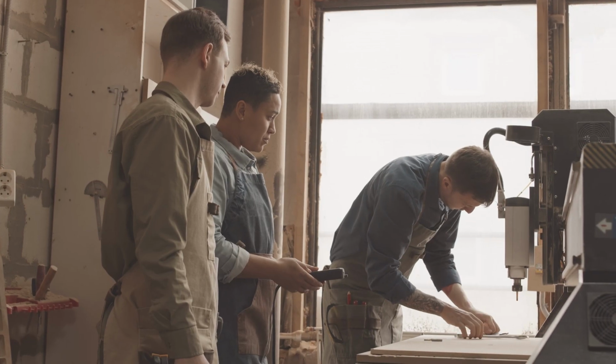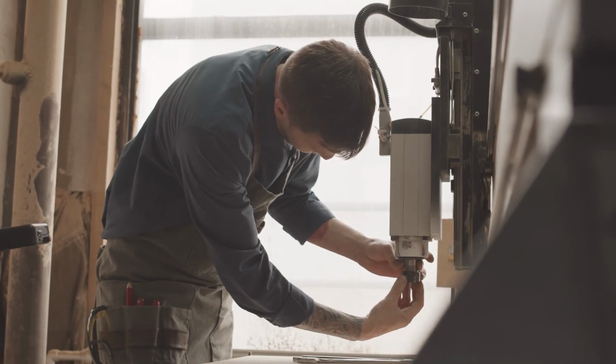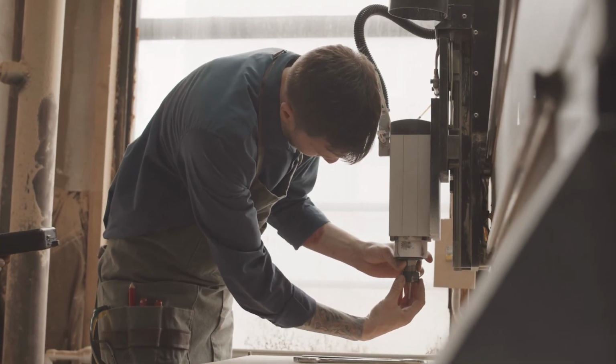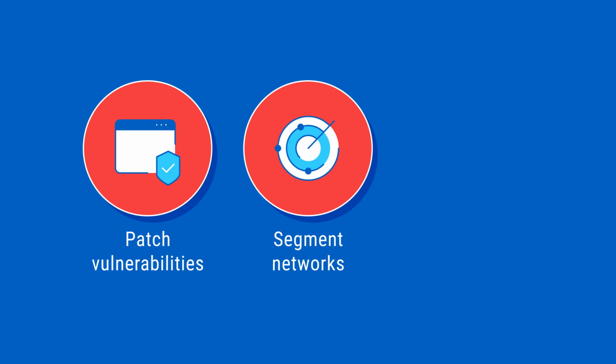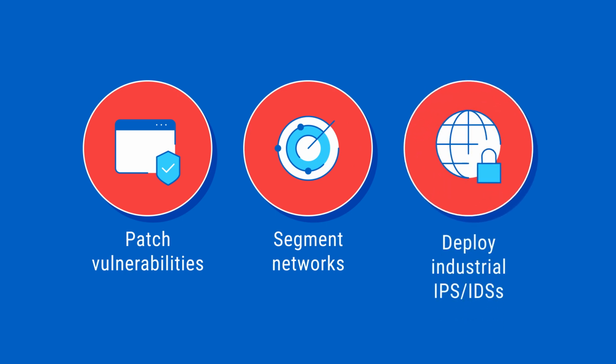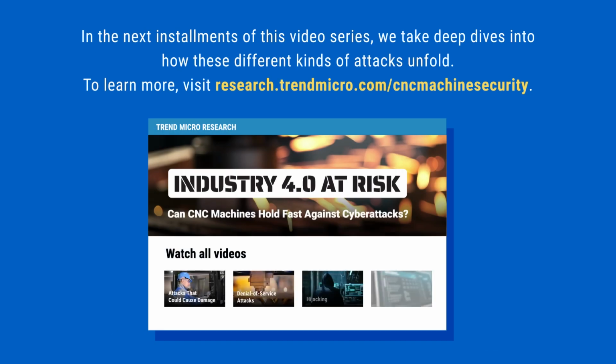Industry 4.0 has made it possible for CNC machines to connect to internal networks and the internet. But it has also opened up manufacturing companies to new threats. Manufacturers can boost their security posture by regularly updating the software these machines use, segmenting their networks to limit access to important data, and using tools like intrusion prevention and detection systems, or IPS/IDSs, to block suspicious network activity. In the next installments of this video series, we take deep dives into how these different kinds of attacks unfold.